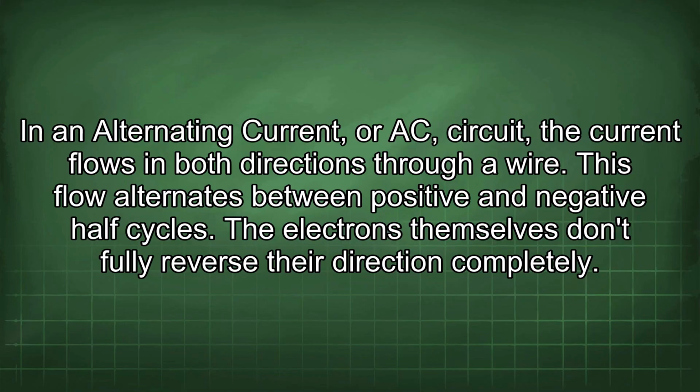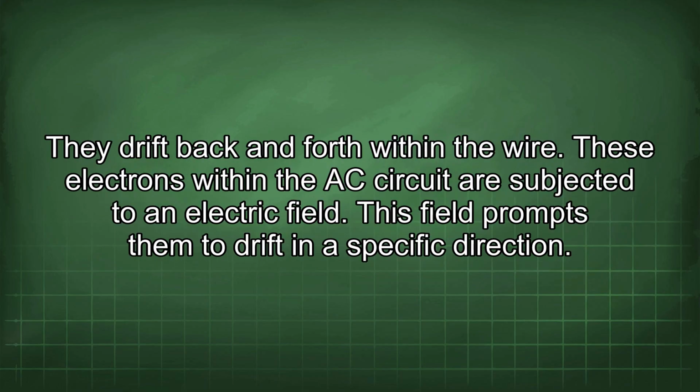In an alternating current, or AC, circuit, the current flows in both directions through a wire. This flow alternates between positive and negative half cycles. The electrons themselves don't fully reverse their direction completely. They drift back and forth within the wire.